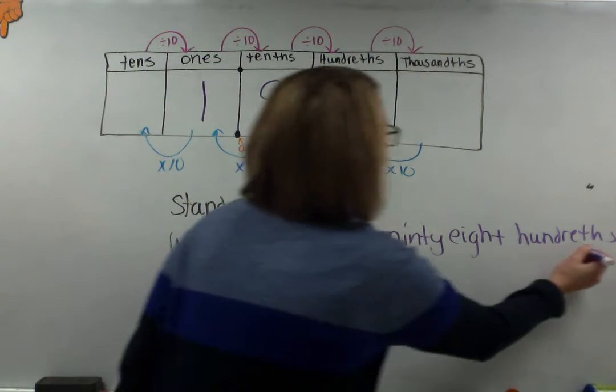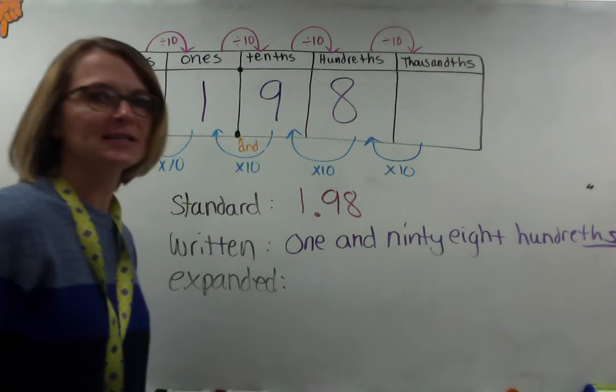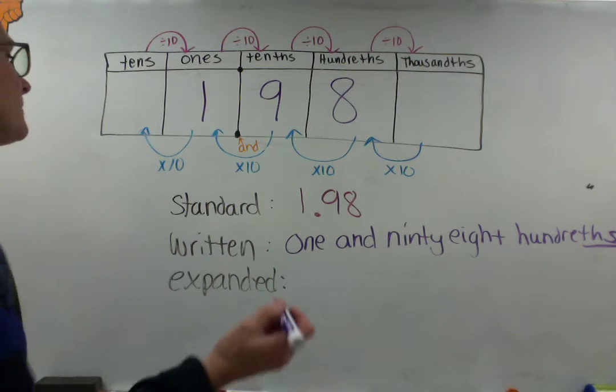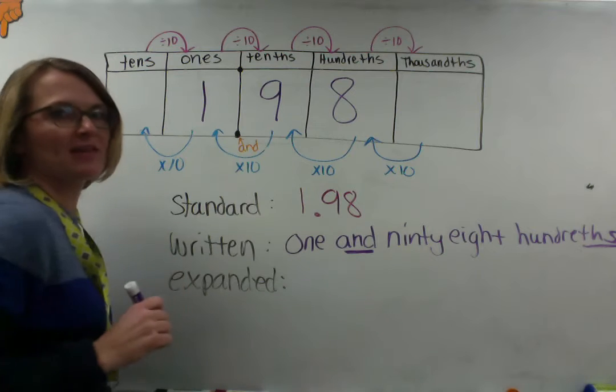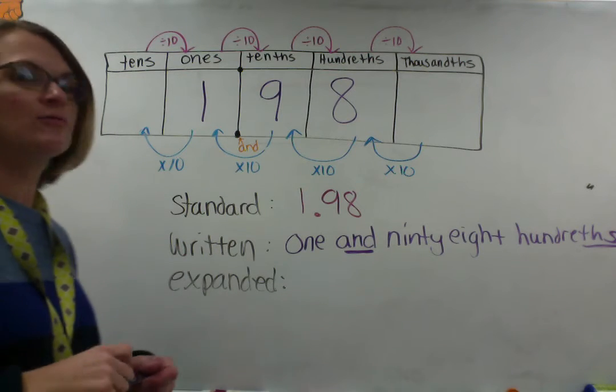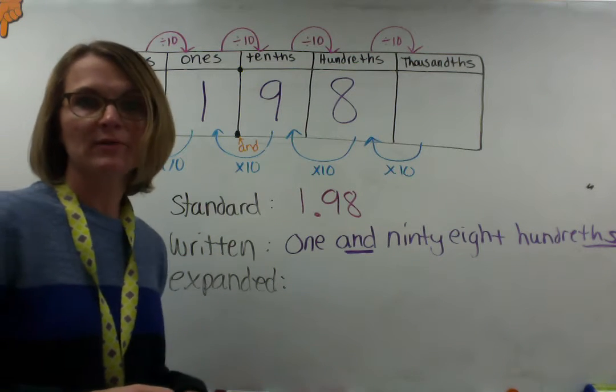And remember the THS. You need that to show that it's less than 1, hundredths, okay? So this is important because the and is the decimal. So this is the only time you're going to use the word and when you're writing in written form, all right?